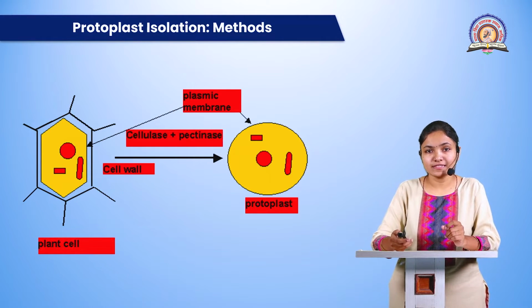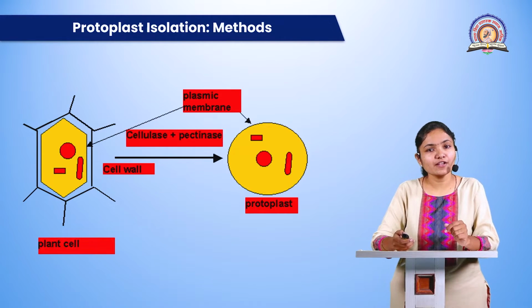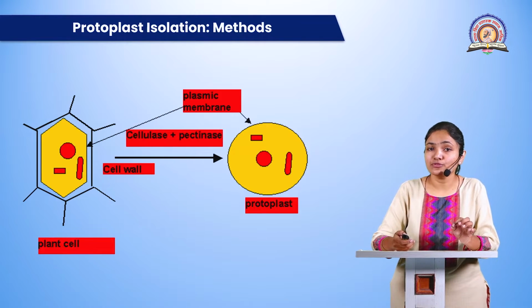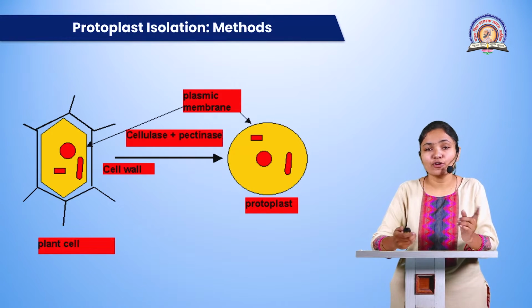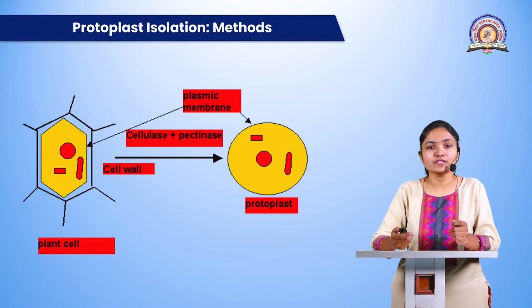Now in this diagram you can see the structure of a plant cell. On the outer side we can see the cell wall, and earlier I mentioned that this cell wall is made up of cellulose and pectin. Now I have said that if I remove the cell wall, what I will get is the protoplast. But how can I remove this cell wall? So there are various methods for this removal.